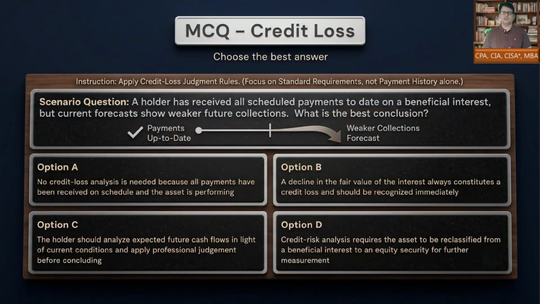Now apply the credit loss judgment idea. A holder has received all scheduled payments to date on a beneficial interest, but current forecasts show weaker future collections. What is the best conclusion? Option A says no credit loss analysis is needed because payments are current. Option B says every fair value decline is a credit loss. Option C says the holder should analyze expected future cash flows using current conditions and professional judgment. Option D says the asset must be reclassified as an equity security. Think forward, not only backward, and choose your answer now.